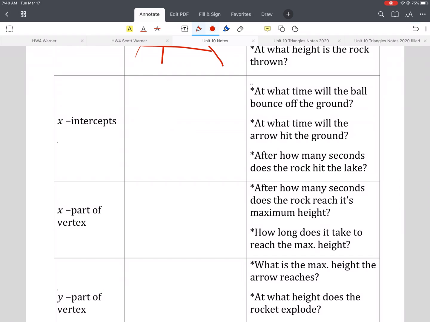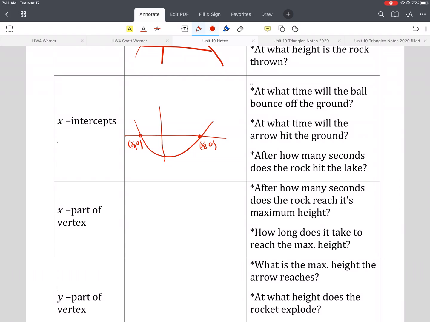Or, let's do one upside down, just for the heck of it. So here, we have 2 x-intercepts. This would be (x, 0), and this would be (x, 0) but a different x, this would be x2, and this would be x1. Some of the wordings for that would be, what time will the ball bounce on the ground? Or at what time will the arrow hit the ground?